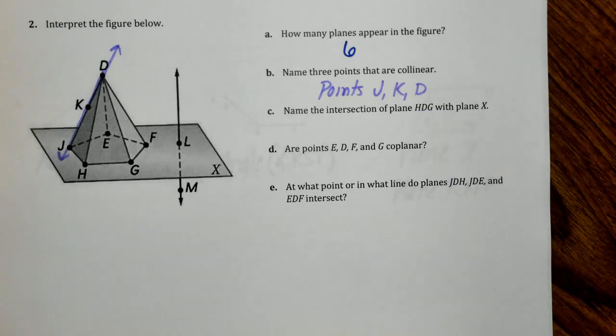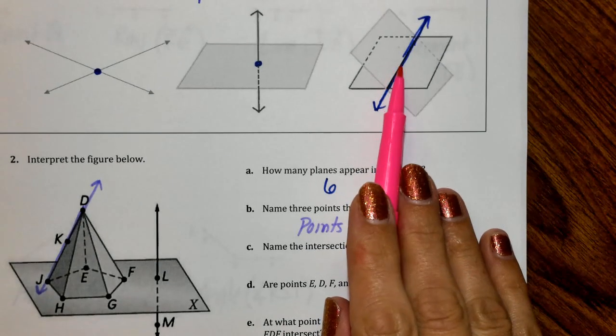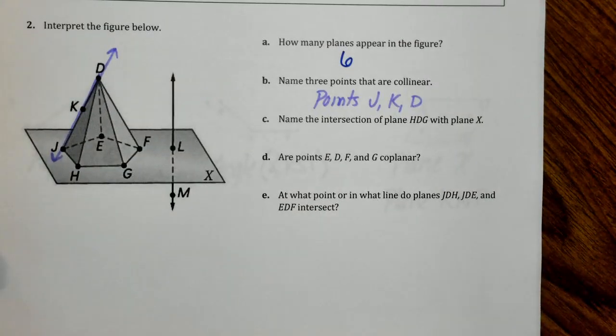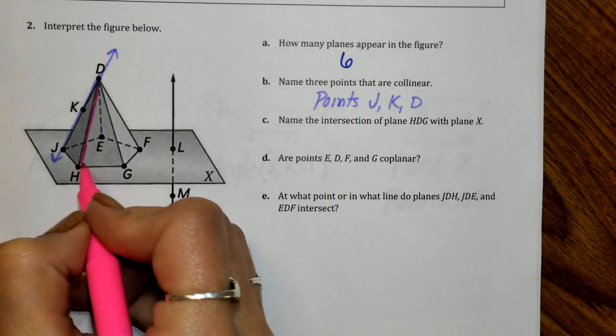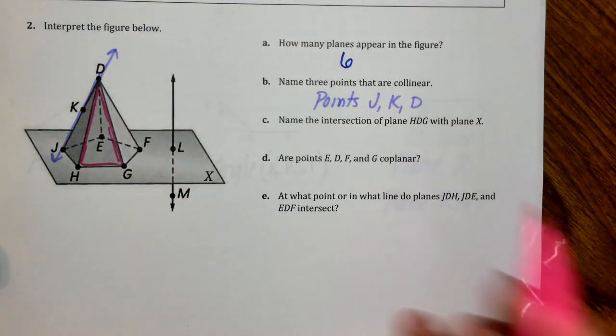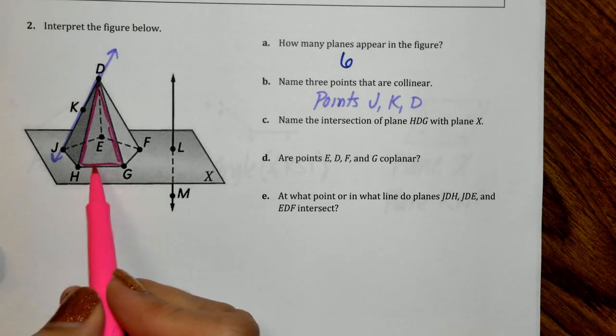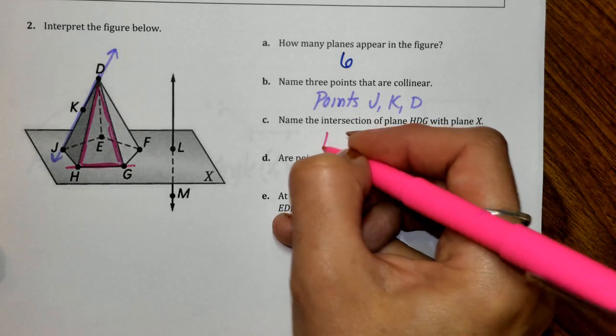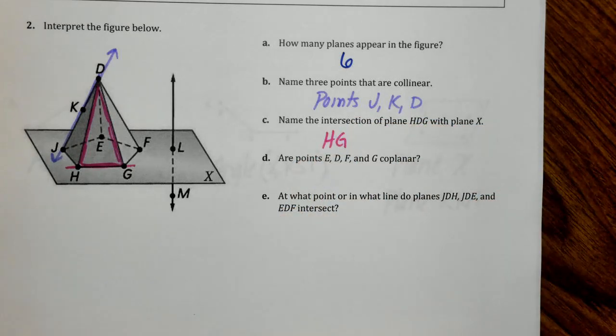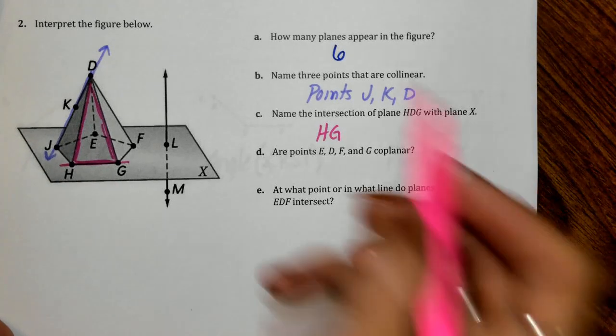Name the intersection of plane HDG and plane X. Remember, two planes are going to intersect at a line. So we're looking at this plane right here, and plane X, the larger one. So we're looking right here at segment HG. If you want to name it line HG for right now, that is fine, but we will be talking more about segments. They do start and stop, and this does have a start at H and a stop at G. So I'll go ahead and name it in this way.